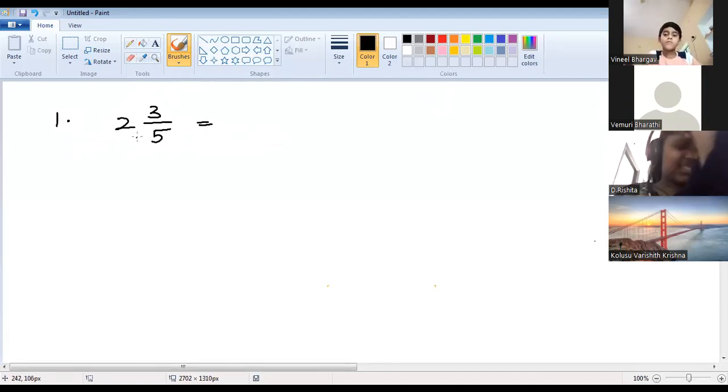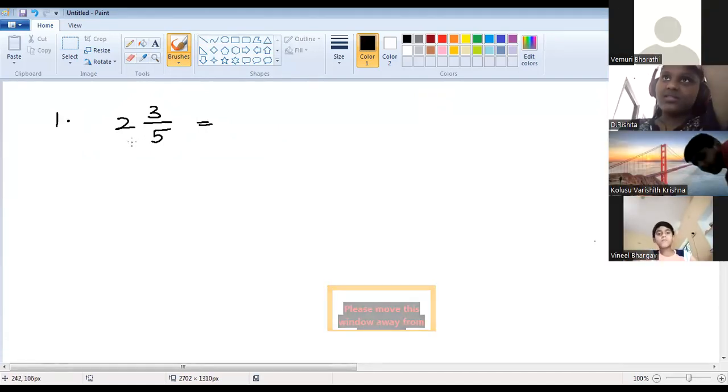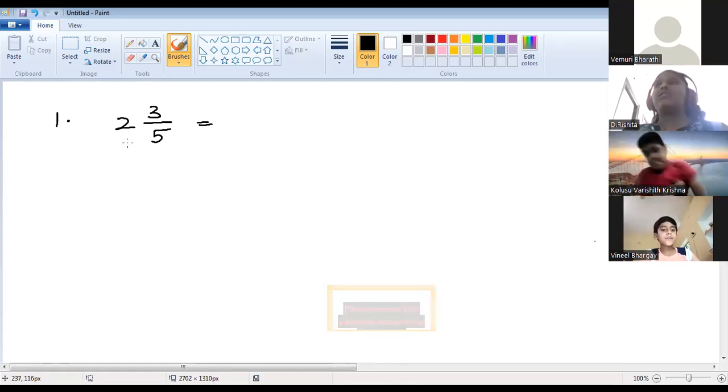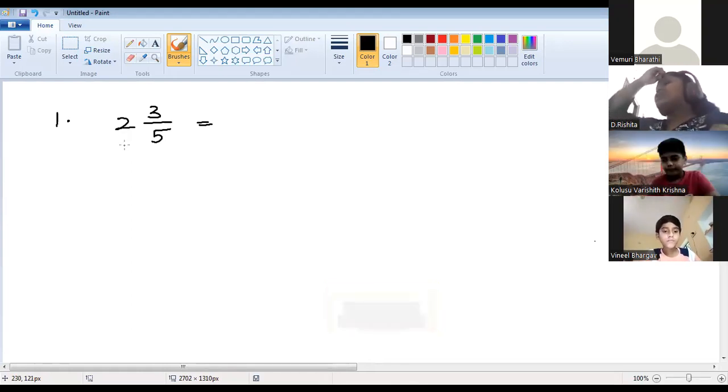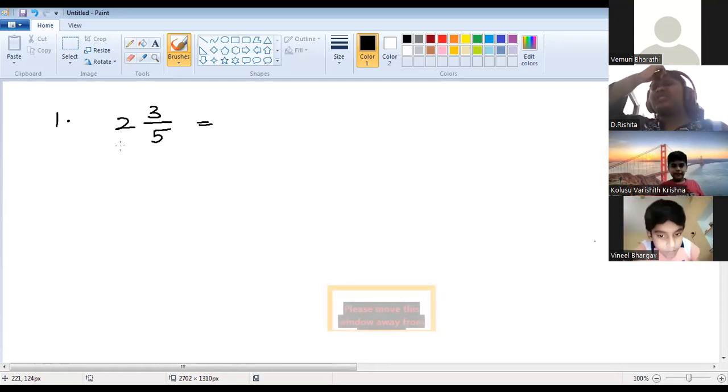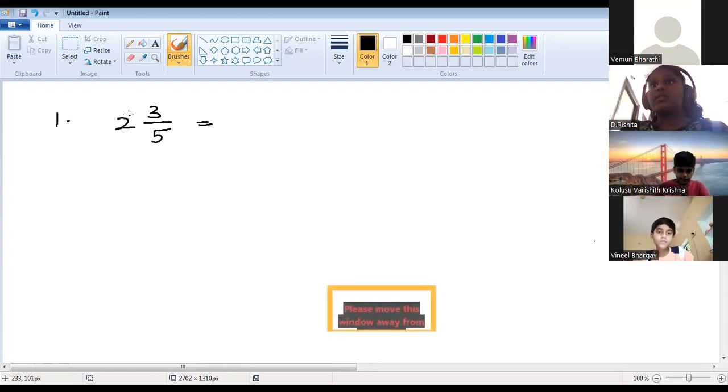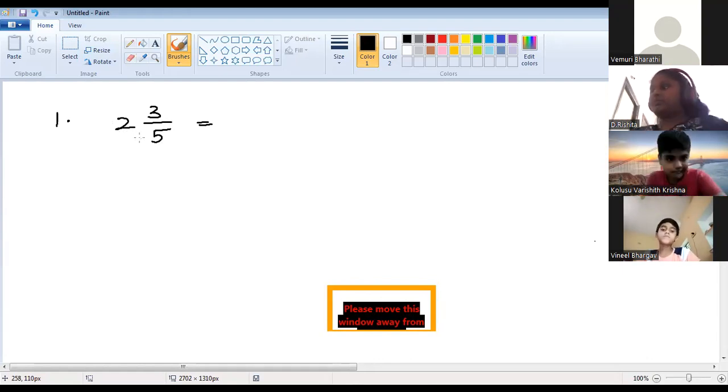One second. Can I tell what I should do first? I'm sure to convert it to an improper fraction. Rishita, this is the whole part. Yes, this 2 is the whole part. This is the denominator. You first multiply, you look at the board. You multiply 2 with 5.